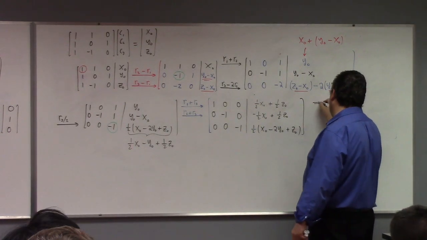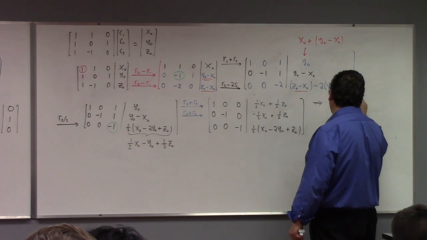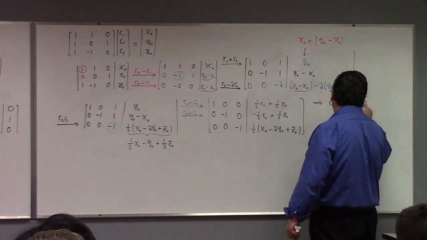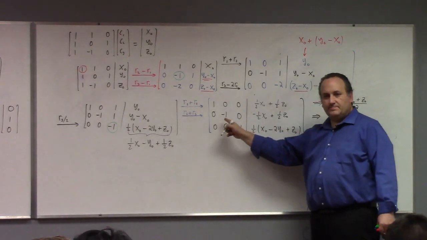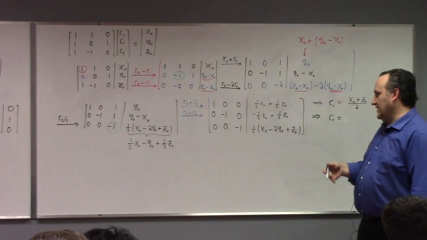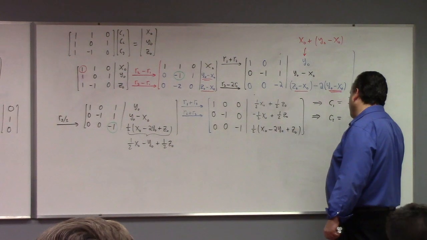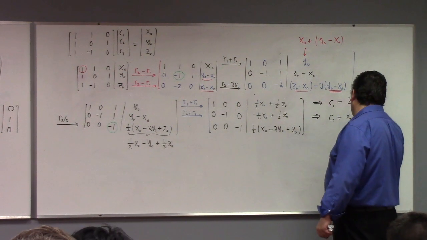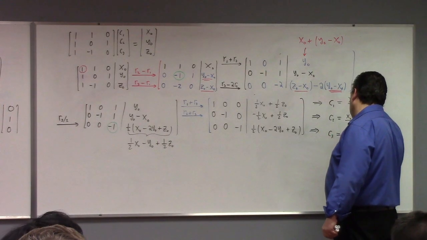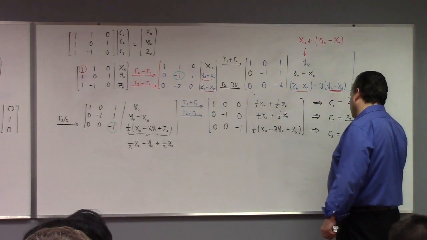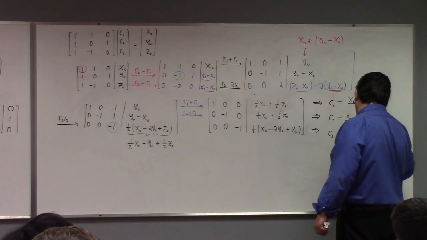All right, so what this tells me is, first of all, C1 is equal to x naught plus z naught over 2. This tells me that C2, notice that there's a minus 1 here, so I'm accounting for that minus in this solution, and that gives me x naught minus z naught over 2. And this one gives me that C3 is 1/2 of 2y naught minus x naught minus z naught. Write it however you like.